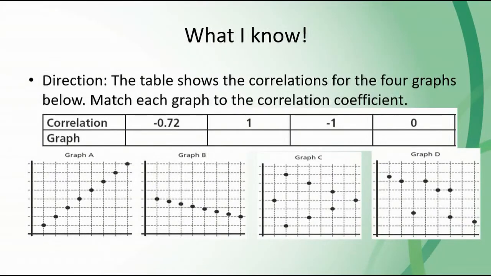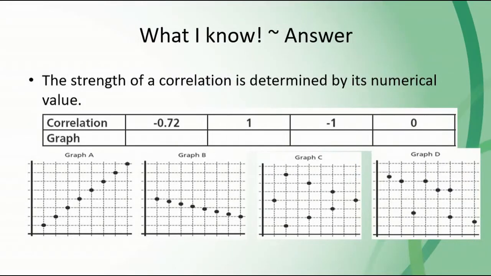What I know. Direction. The table below shows the correlations of the four graphs. Match each graph to the correlation coefficient. So the correlations are negative 0.72, 1, negative 1, and 0.